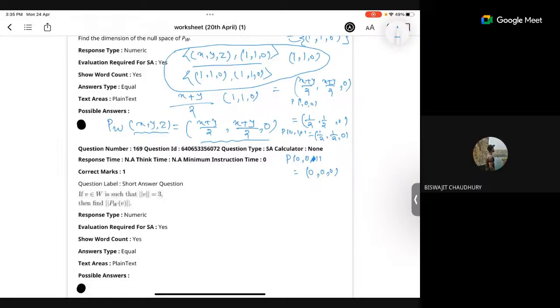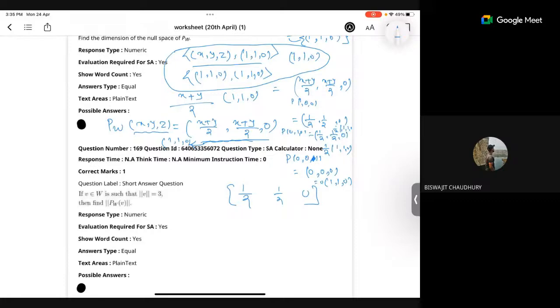That means, the basis for this is 1, 1, 0. So we'll come up with 1 by 2 into 1, 1, 0, right? Similarly for this also, 1 by 2 into 1, 1, 0. So 1 by 2, 1 by 2. Here you will get 0, that is 0 into 1, 1, 0. Here it is the matrix.